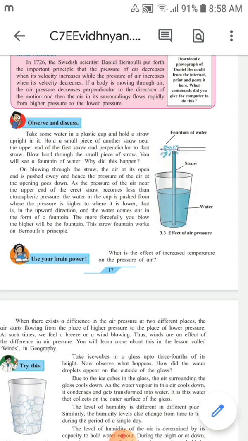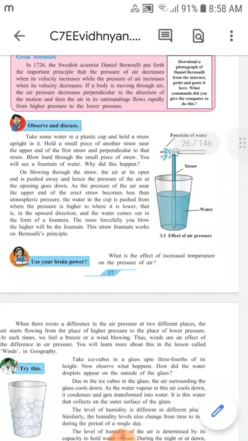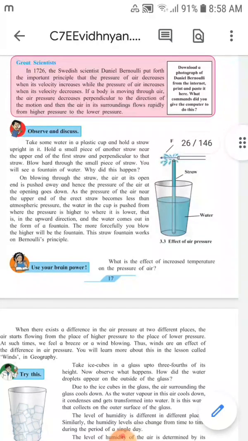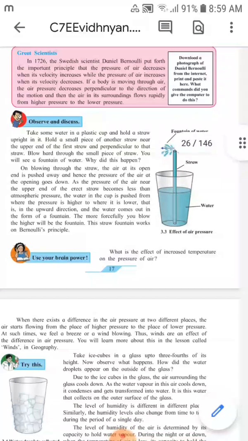As the pressure of the air near the upper end of the erect straw becomes less than atmospheric pressure, the water in the cup is pushed from where the pressure is higher to where it is lower, that is, in the upward direction, and the water comes out in the form of a fountain. The more forcefully you blow, the higher will be the fountain. This straw fountain works on Bernoulli's principle.